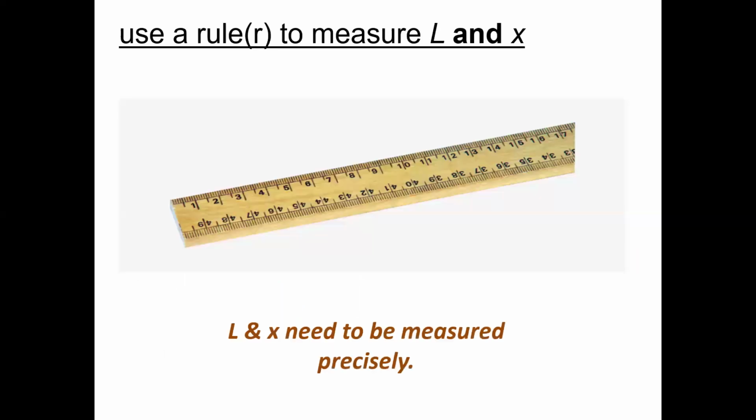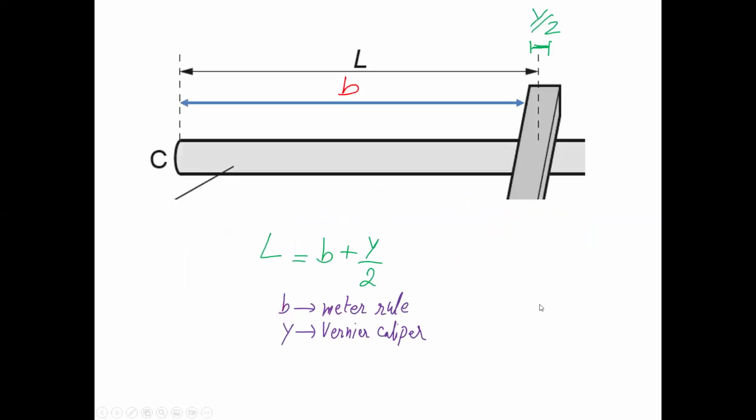Okay, so now look, the meter rule is used to measure L and X. Now look at this dimension B. I will use the ruler to measure B. Look at the Y upon 2, which is the little part. I will separately measure it and add it to find the length L. It's very important to understand why I am taking this Y upon 2. Actually, my plan is to add the two quantities to make a final quantity. Look at this working.